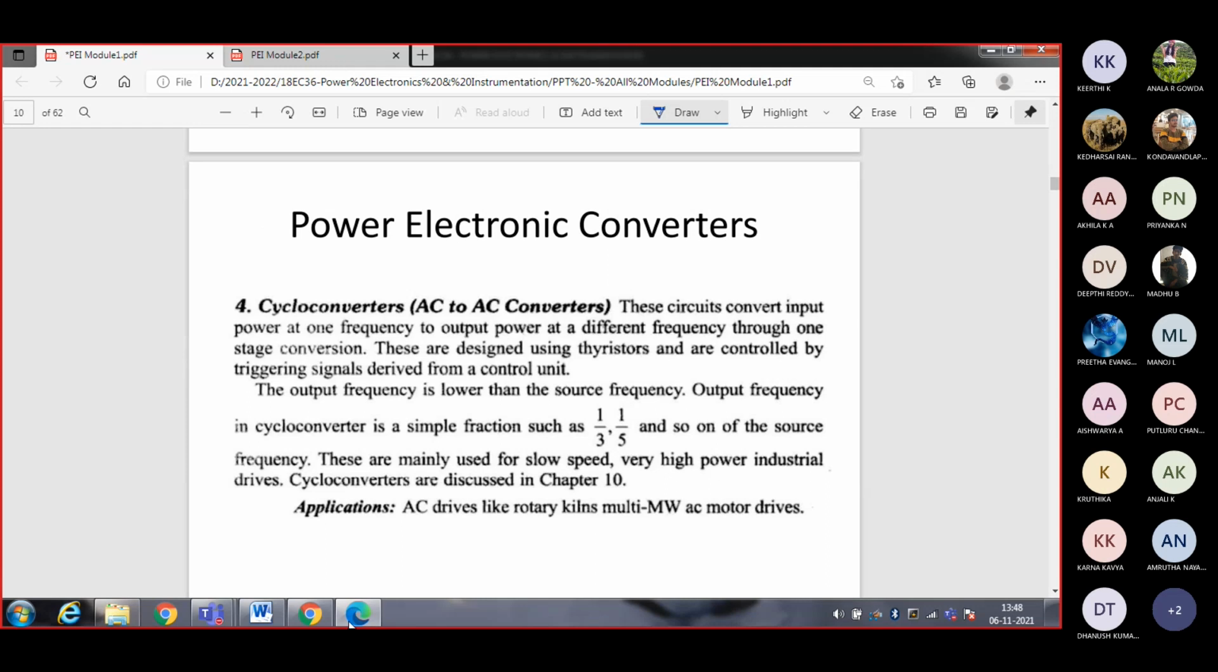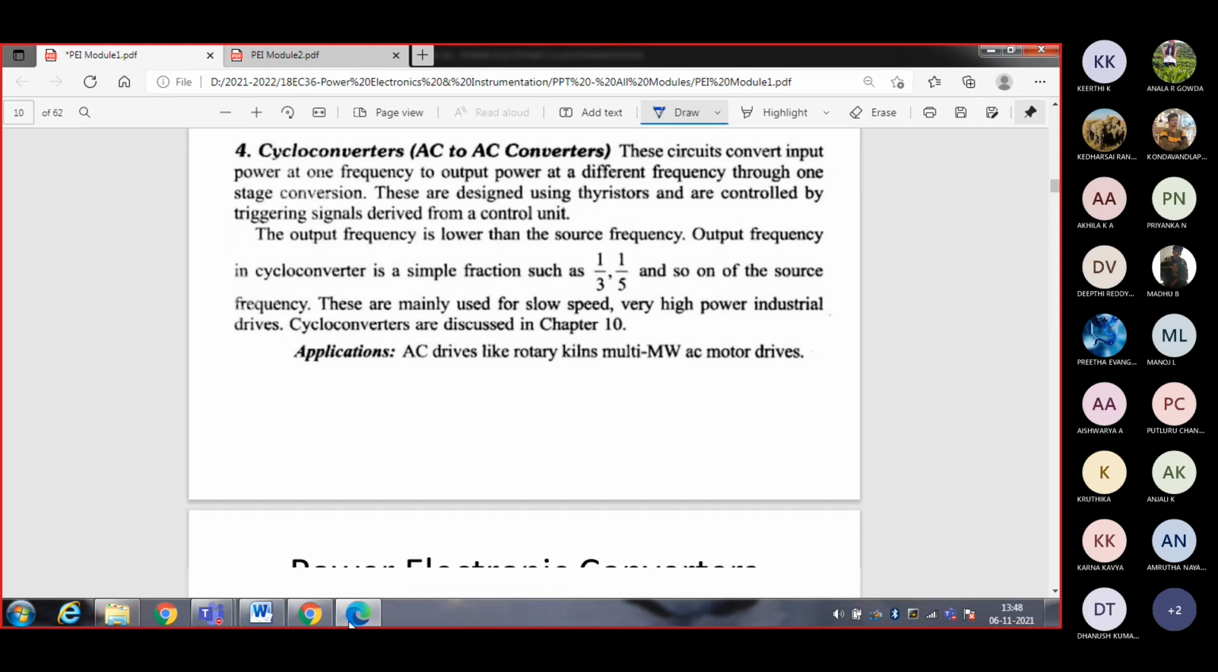Next, AC to AC converters. Obviously, there are some requirements where an AC input will be there and it should be converted to AC. We call them cycloconverters. These circuits convert input power at one frequency to output power at a different frequency through one stage conversion. The applications are AC drives like rotary kilns and multi-megawatt AC motors. They are going to be used for your AC to AC conversion.